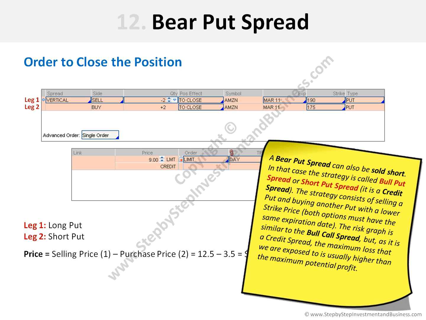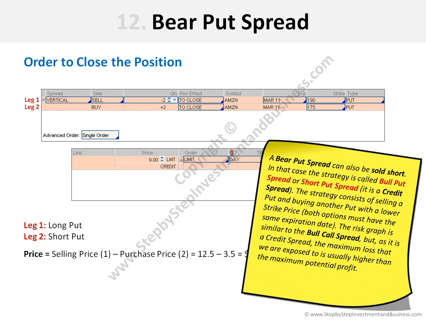A bear put spread can also be sold short. In that case, the strategy is called bull put spread or short put spread. It is a credit spread. The strategy consists of selling a put and buying another put with a lower strike price. Both options must have the same expiration date.